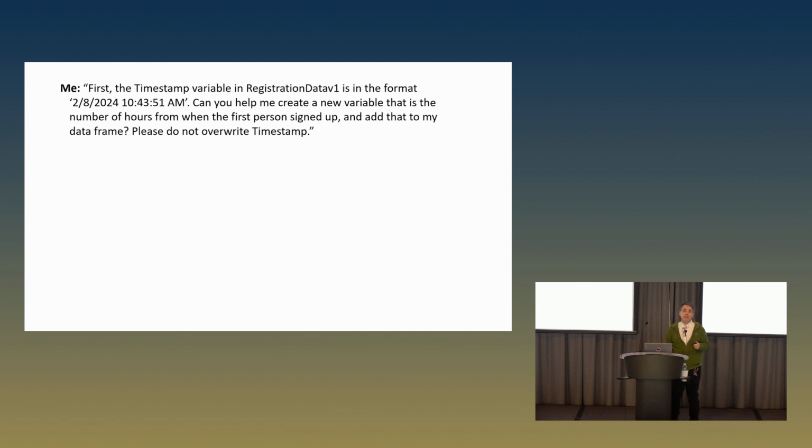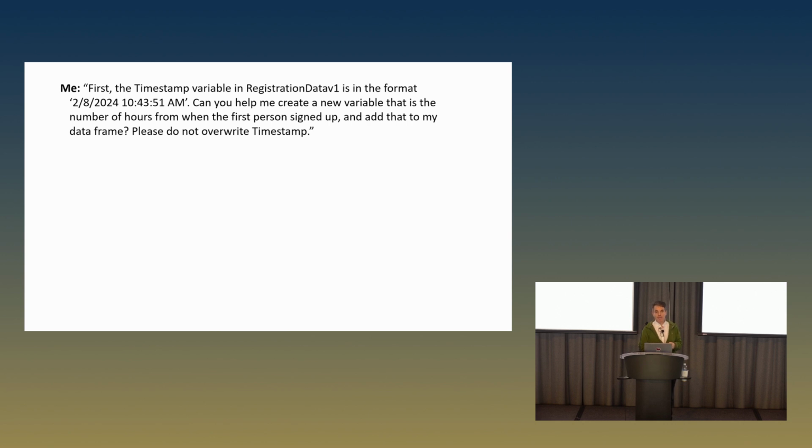So this is really annoying. There's a timestamp that looks ridiculous. I don't know what to do with this. It's 2/8/2024, all this crazy information. Can you help me create a new variable that's the number of hours from when the person signed up, and then add that to the data frame? Please do not overwrite timestamp. Can you try to do that?